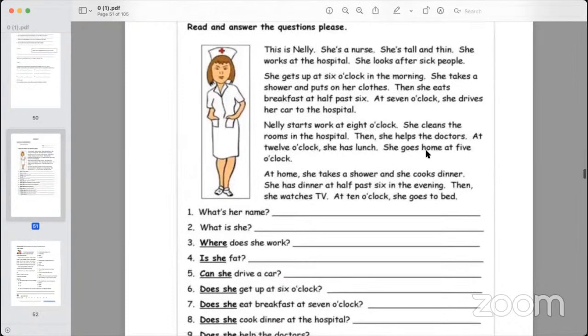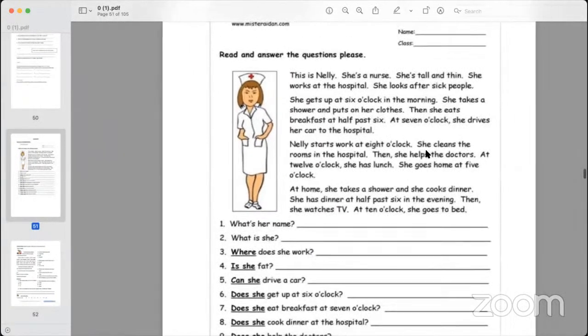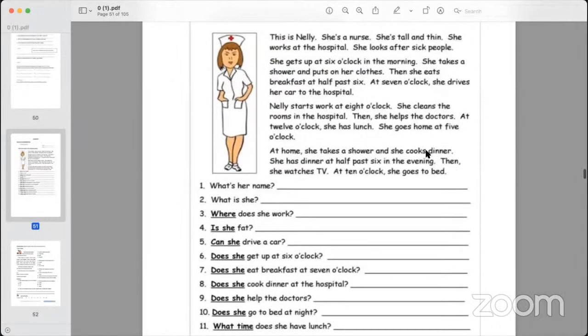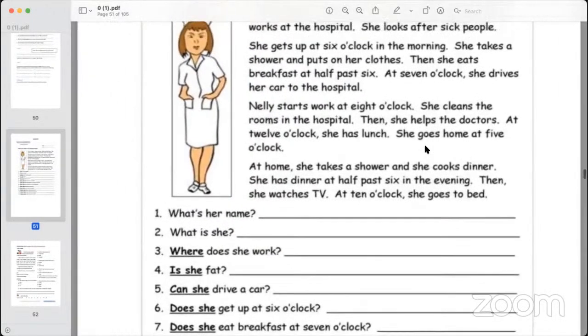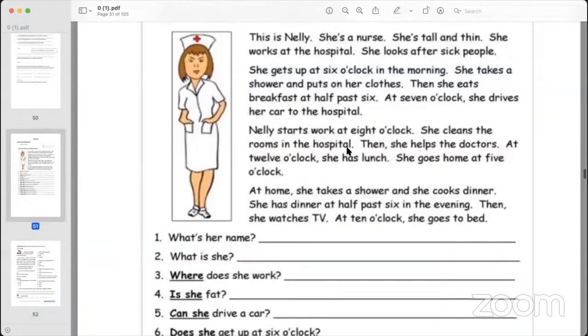Right, can I have a student to read this text? Who would like to do some reading? Who would like to do some reading? I'm sure you guys do reading in with your teacher. So let's see. Yeah, got Georgia.